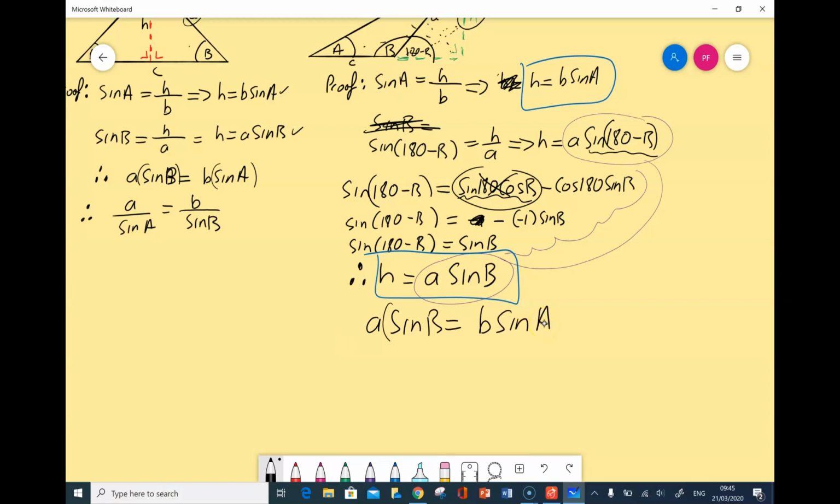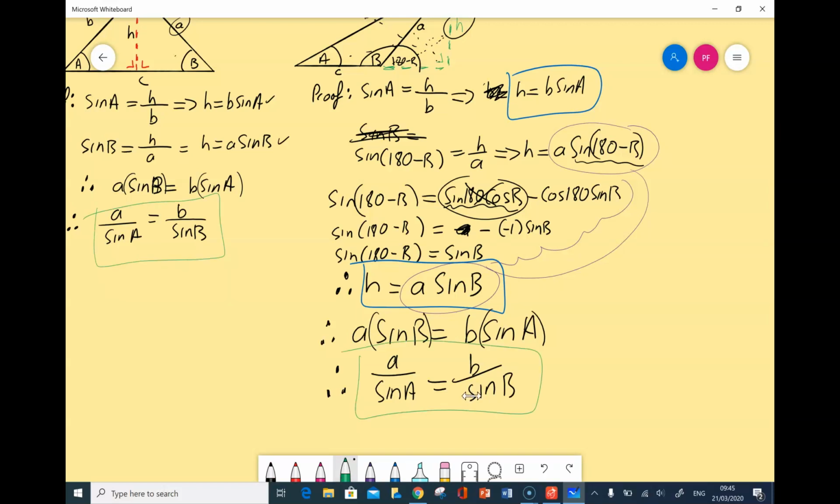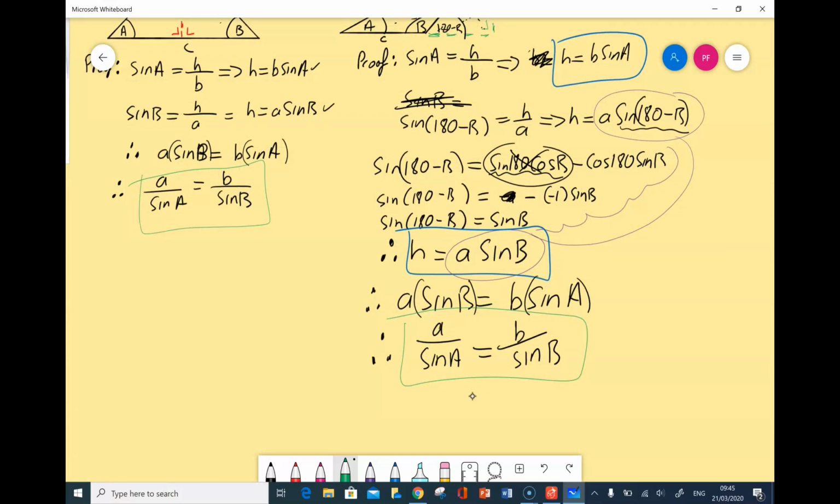And when we rearrange it, this is multiplying A, this is multiplying B, so when they swap sides, they'll be dividing. So A over sine A, little hints there, A over sine A equals B over sine B. Okay, so now we can see in both of them that we can prove that A over sine A equals B over sine B.